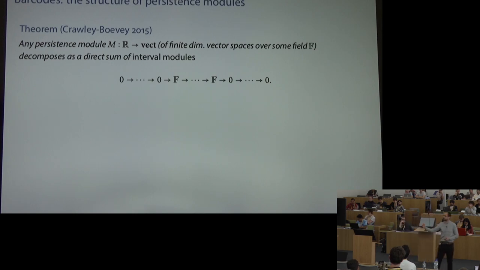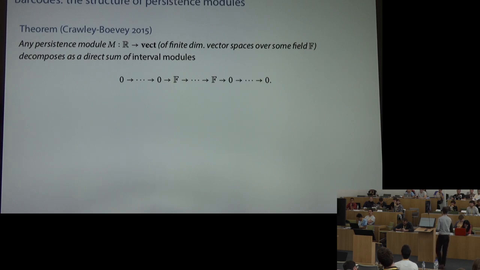So we assume we have a persistence module. We have a real indexed diagram of vector spaces, finite dimensional. Then this decomposes as a direct sum, like a vector space decomposes as a direct sum of copies of your field. And this is kind of the one parameter family version of this statement. So we have a direct sum of interval modules. That means this is a persistence module that's supported on an interval. So we have an interval over which a copy of our field appears, and then to the left or to the right there might be zeros. These zeros might be there or they might not be there. Sometimes they extend to infinity. The key point is you have to be supported on an interval.